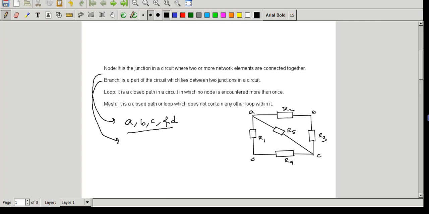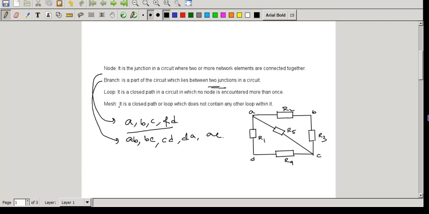Next one is the branch. What is a branch? It is a part of the circuit which lies between two junctions in the circuit. So as per the definition, we can say there are five branches here. What are the branches here? The branches are AB, BC, CD, and DA, and the last branch is AC. These are the five branches here.